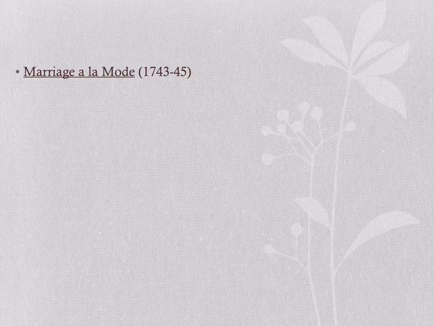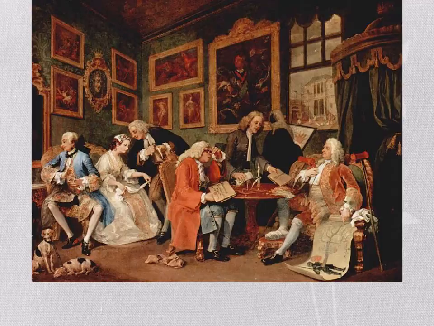It's this very moralistic warning, encouraging bourgeois values, middle class family values, we might call them, in comparison to the sort of decadence and emptiness of the aristocracy. So there are six paintings, and we'll go through them in sequence, because it really is a fabulous story. This is the first one, part one, The Marriage Settlement.